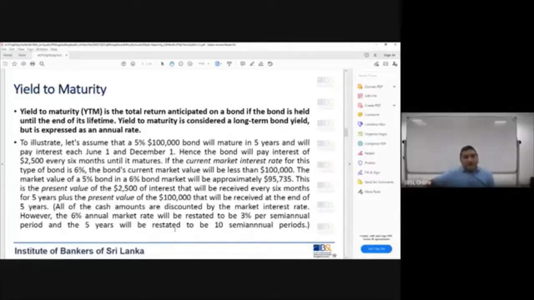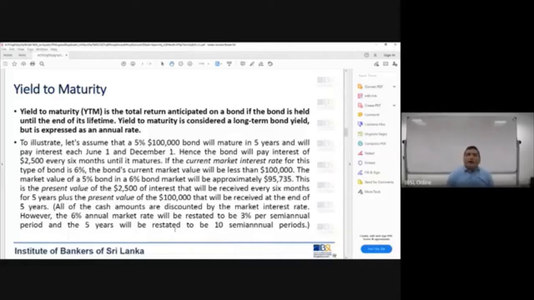But every 6 months, 5% annual would return 2.5% on your investment. Okay. So that's the bond at 5%, but now suppose the current market interest rate for this type of bond is 6%. Very simple, 6%. The bond is giving you 5%, but the current market interest rate is 6%.